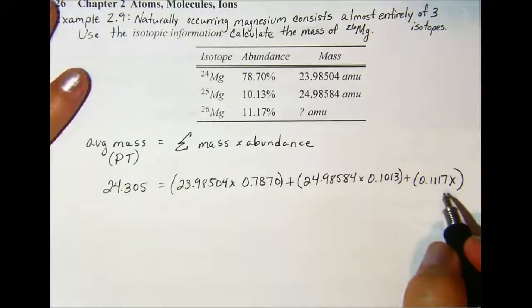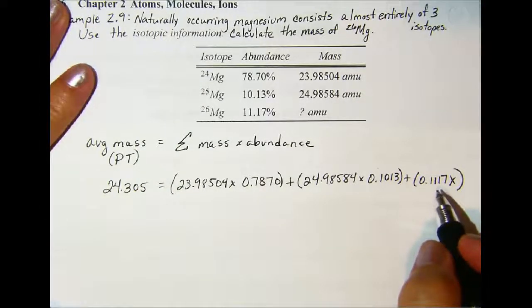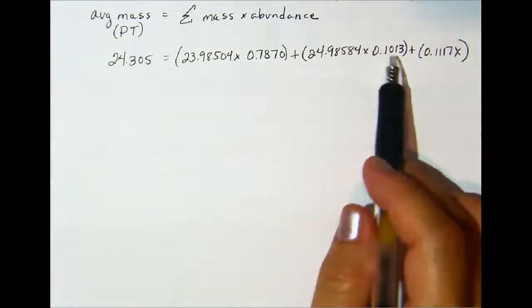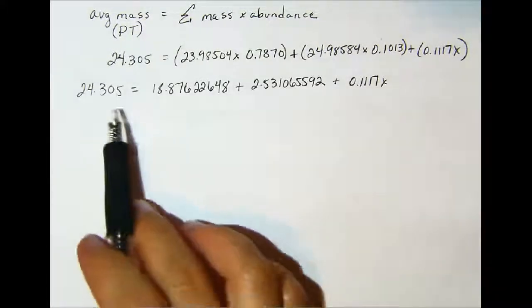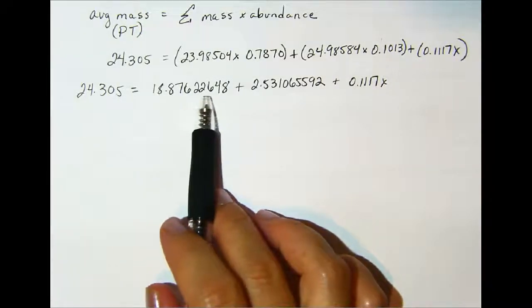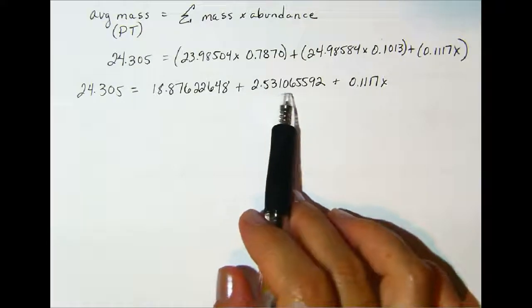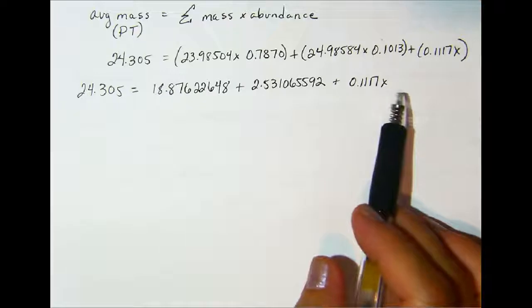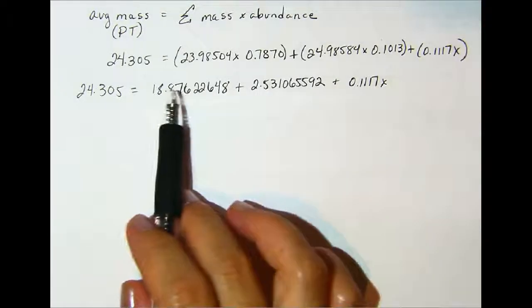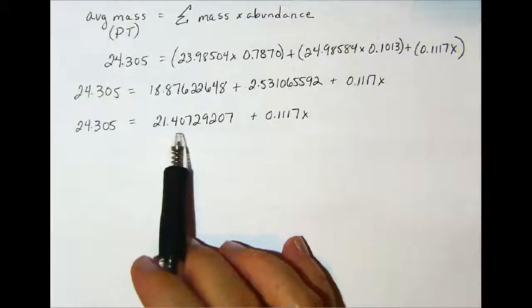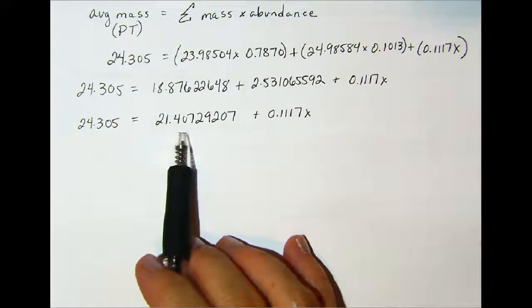So we're going to solve this for x, and first you want to simplify. Multiply these two values to one another and these two values to one another, and we're going to get the average mass is equal to 18.876226648 plus 2.5310655592. And then we still have plus 0.1117x. Then we're going to combine these two values, and that's going to give us 21.40729207.